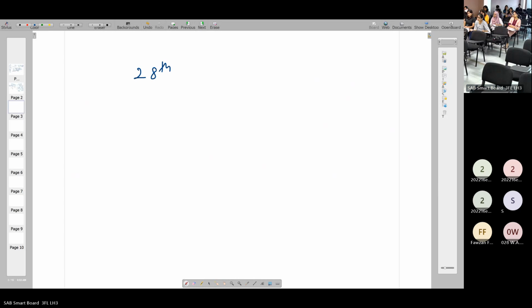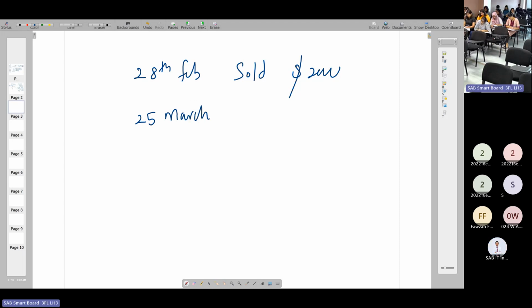On 28th of Feb, the entity sold goods for $2,000. 28th of Feb, sold $2,000 worth of goods, right? Then on 25th of March, the debtor would settle.